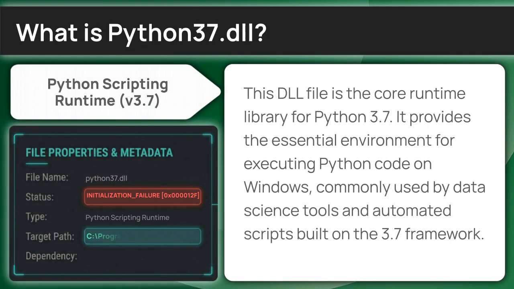This DLL file is the core runtime library for Python 3.7. It provides the essential environment for executing Python code on Windows, commonly used by data science tools and automated scripts built on the 3.7 framework.